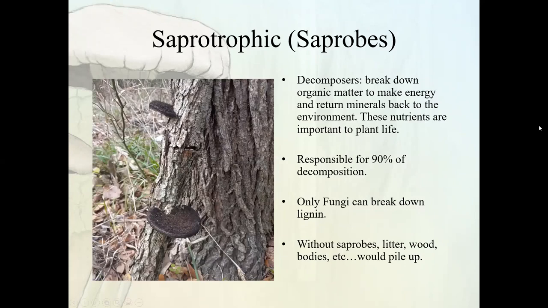Another ecological role besides the symbiotic role of plants and trees are these saprobes, the decomposers. Again, I'm using the word saprotrophic. It used to be saprophytic, but we're staying away from plants. We don't want to use anything that has part of the plant term. Decomposers break down organic matter to make energy and return minerals back to the environment. The nutrients are important to plant life and to us and everything farmers would have. So, in the forest, they're responsible for like 90% of decomposition.